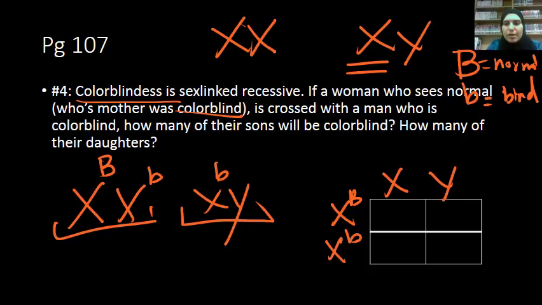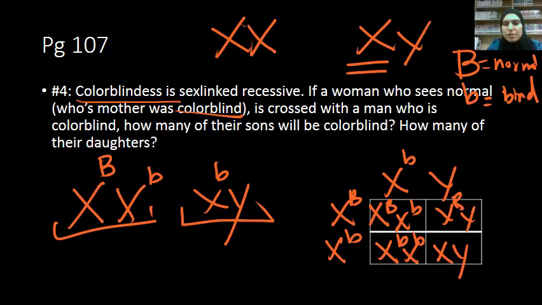I'm going to go ahead and put this here, and then just like normal, we fill in our Punnett square. Notice that on this side, these 2 children are female, these 2 children are male. I'm asking how many of their sons will be colorblind, how many of their daughters.